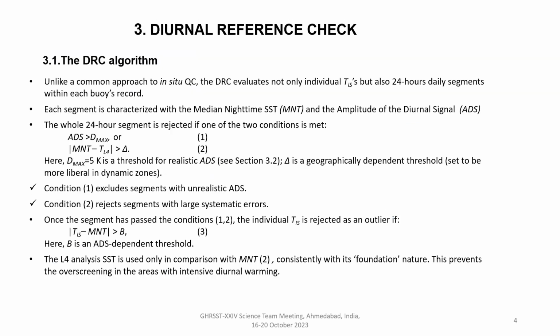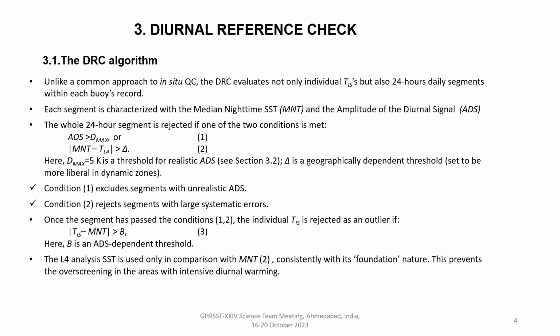This slide explains the DRC algorithm. The common feature of the DRC is that it evaluates not only individual SST counts, but also daily 24-hour segments within each buoy's record. Each segment is characterized with the median nighttime SST, or MNT, and the amplitude of the diurnal signal, or ADS. The whole segment is rejected if the ADS exceeds 5 Kelvin.